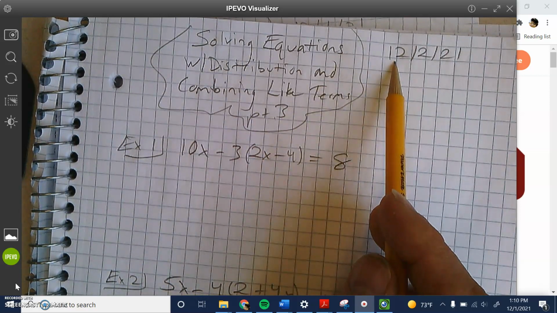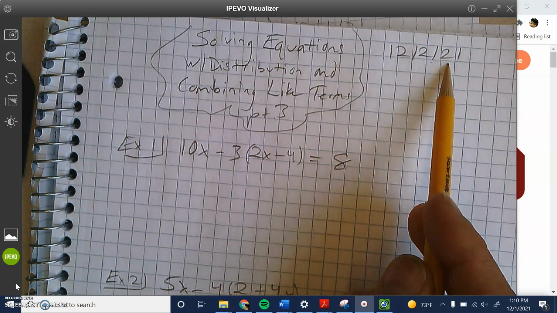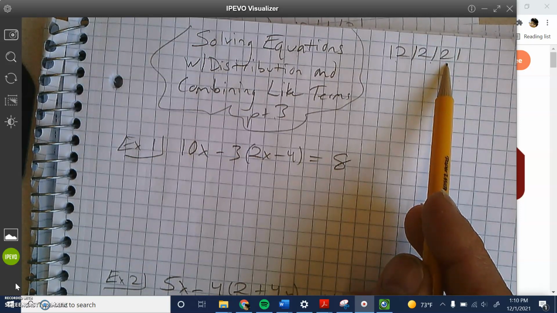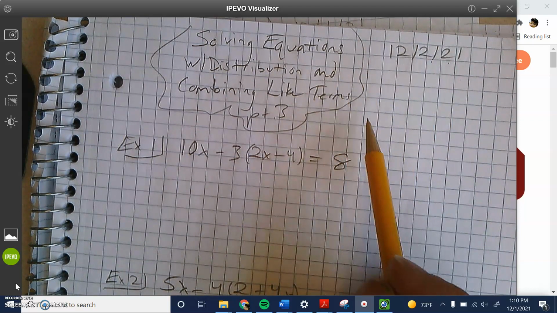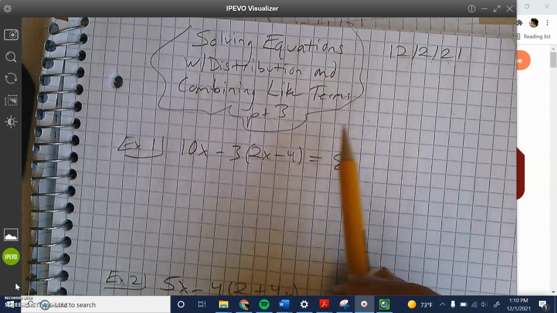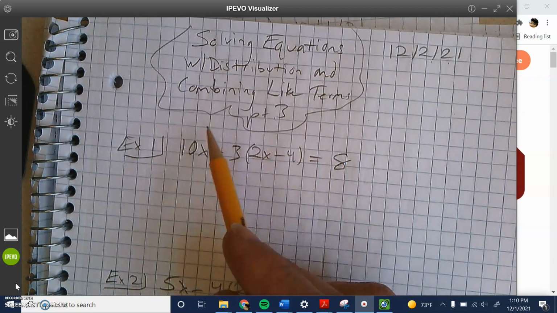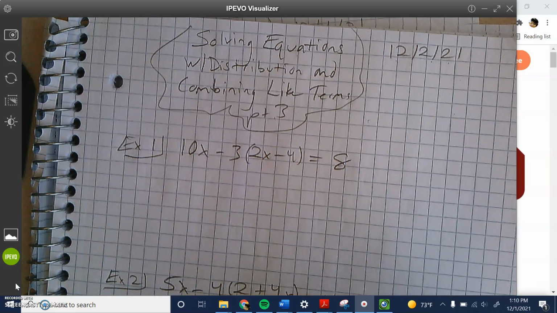Today we're going to solve equations with distribution and combining like terms, part 3. Today is Thursday, December 2nd, 2021, and since it's Thursday, tomorrow, Friday, is going to be a Friday quiz on all of this. So you get extra practice because we're going to start our study guide later in class.